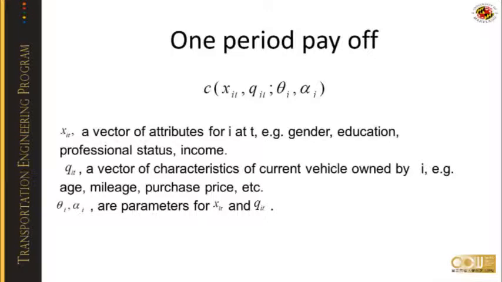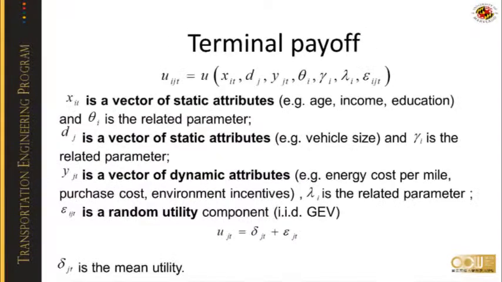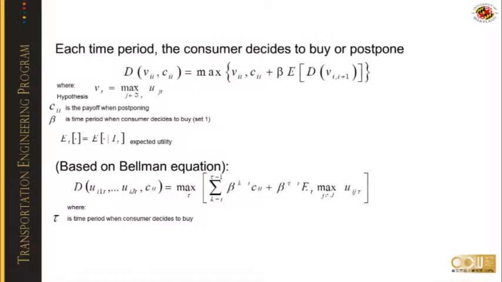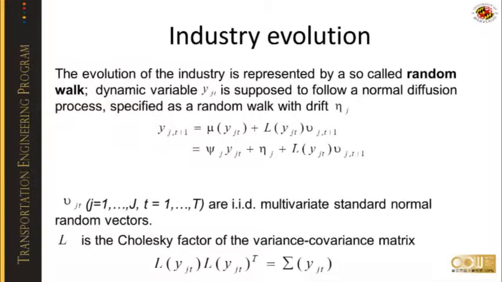So remember that we described both static and dynamic attributes. These are the static attributes for the one period payoff. The terminal payoff can contain both static attributes, which are treated as usual, and dynamic attributes, which are this Y_jt. We said this follows a random walk. For now, I said we have a normal diffusion process with just one parameter. So that's what we do for now.